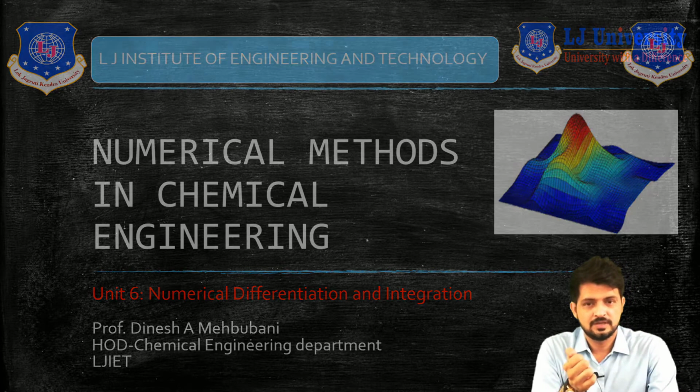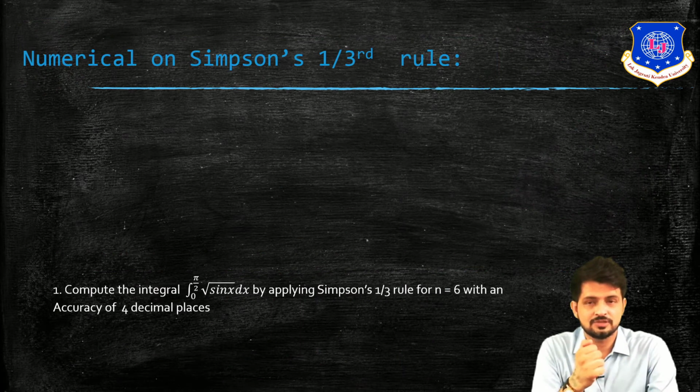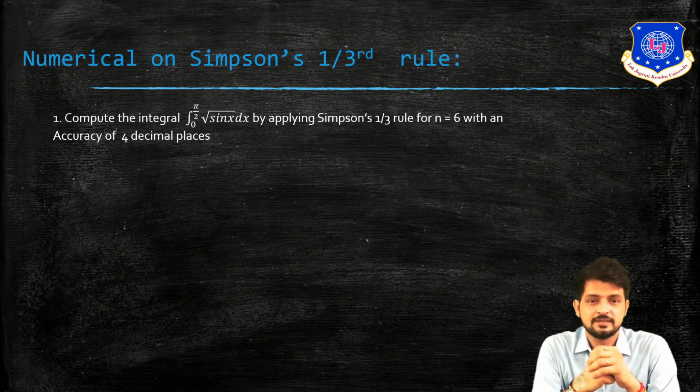Fine. Let us solve numericals on the basis of Simpson 1/3 rule. Before starting numerical, first of all, you have to fix the decimal places at 4. Here we have to compute the integral 0 to pi by 2 under root of sin x dx by applying Simpson 1/3 rule for n is equal to 6. The value of n is already given, n is equal to 6, so n is already even, so no need to worry about that. And accuracy of 4 decimal places is asked. We are already taking the accuracy of 4 decimal places in the calc.